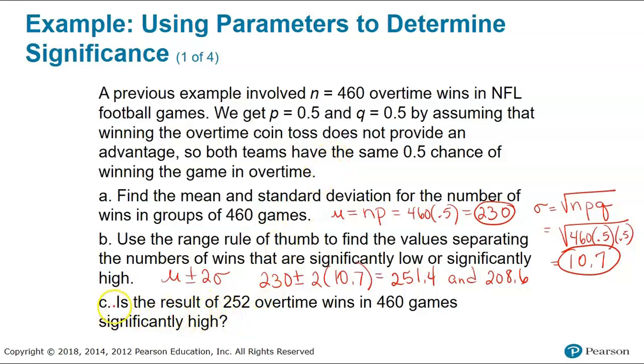Looking at part C, is the result of 252 overtime wins in 460 games significantly high? 252 is slightly above 251.4, so it would be considered significantly high, although just slightly.